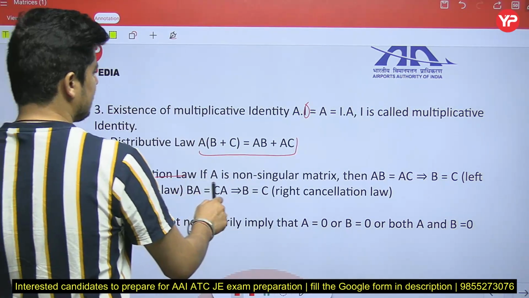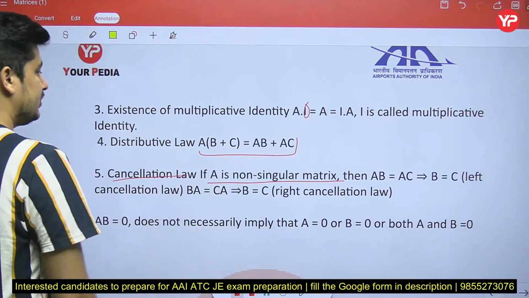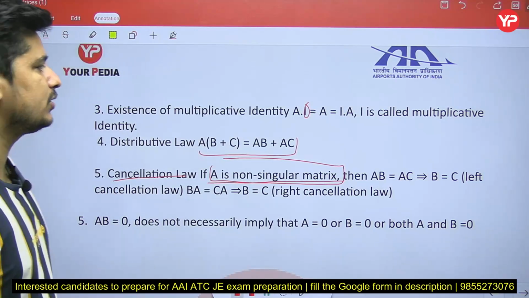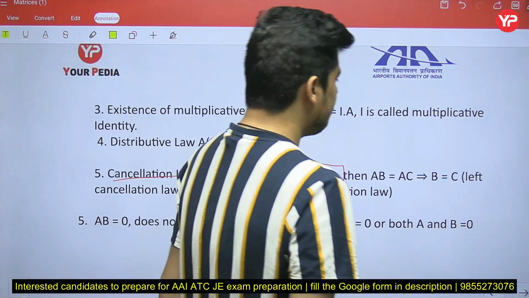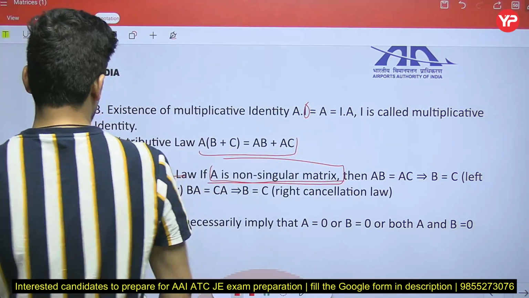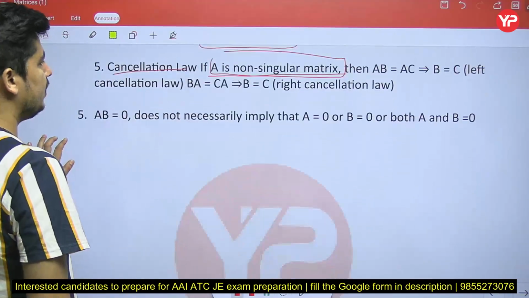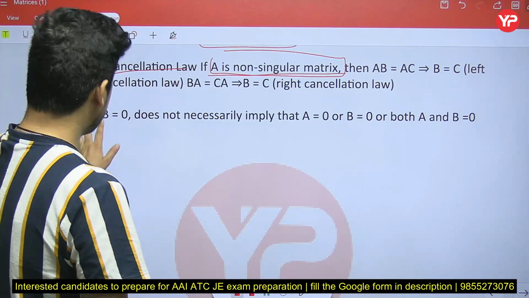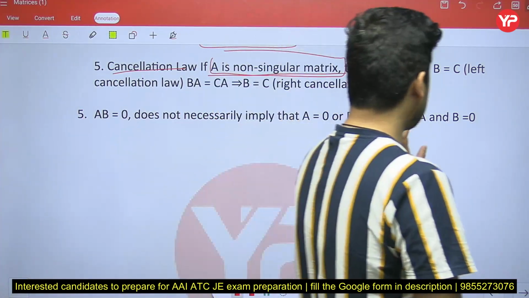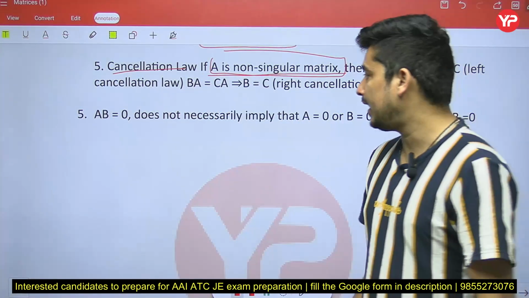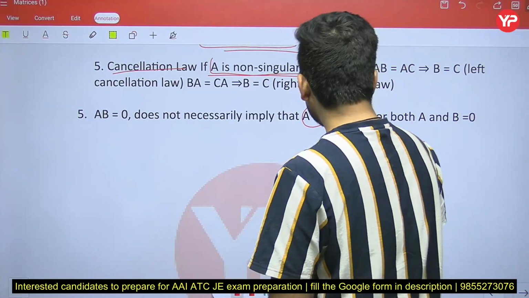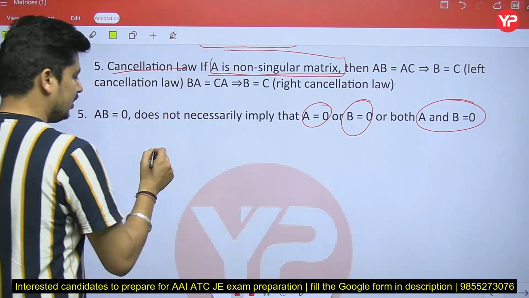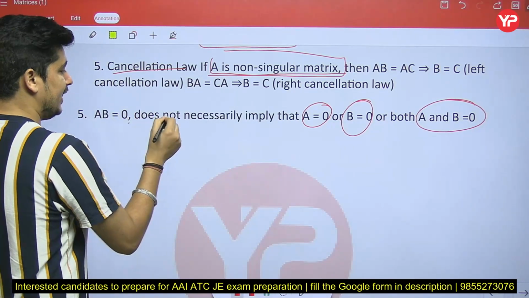Cancellation law. This is important: if A is a non-singular matrix and A into B equals A into C, then only B equals C. Otherwise, this cancellation law is not applicable for singular matrices. If A into B equals 0, it does not necessarily imply that A equals 0, or B equals 0, or both A and B equal 0. It is not always implied.